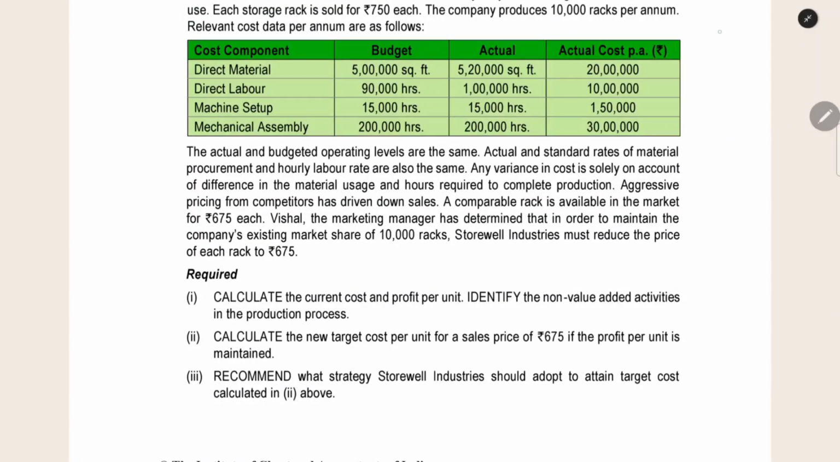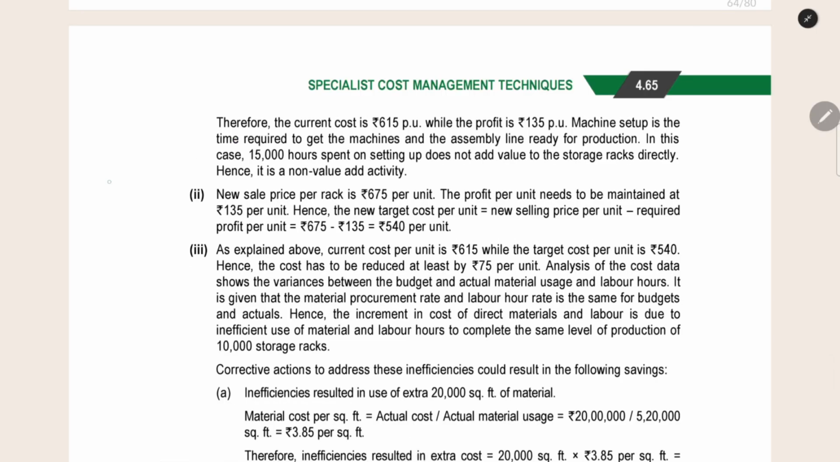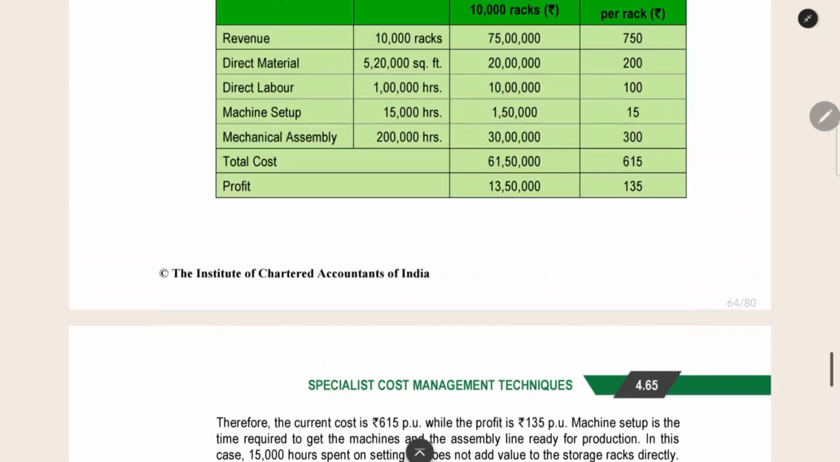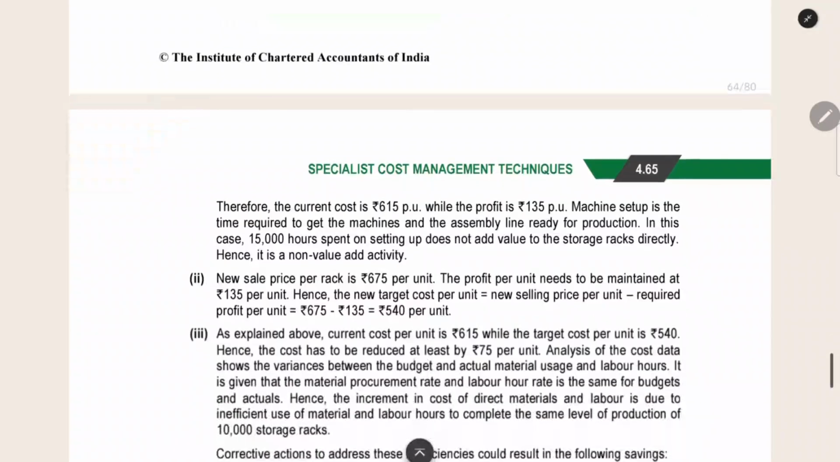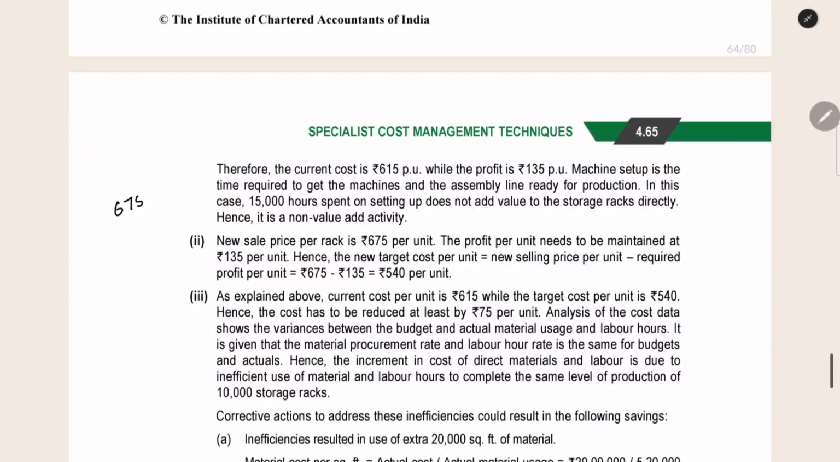In the next subdivision, they are asking to calculate a new target cost for a sales price of 675. The profit per unit is to be maintained. We need the current profit, but we are going to calculate the target cost when the selling price is reduced. Here, in the solution, the new selling price is 675. The current profit we have to maintain. Current profit is 135. New selling price 675 minus current profit 135, you will get 540 per unit. This is the target cost. That is what they have asked in the second subdivision.